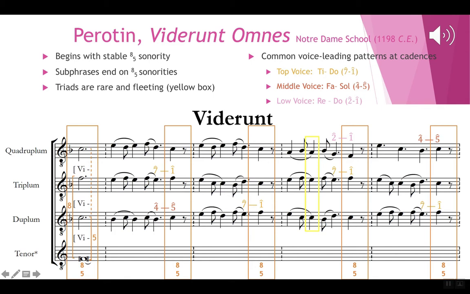La da da da da dum, 7-1. 4-5-4-5-4-5. So you see 7-1-4-5 and 2-1. So you get 2-1-7-1 and then 4-5. And that's something that we're going to see in Perotin, but in other composers as well. Go ahead and listen one more time.